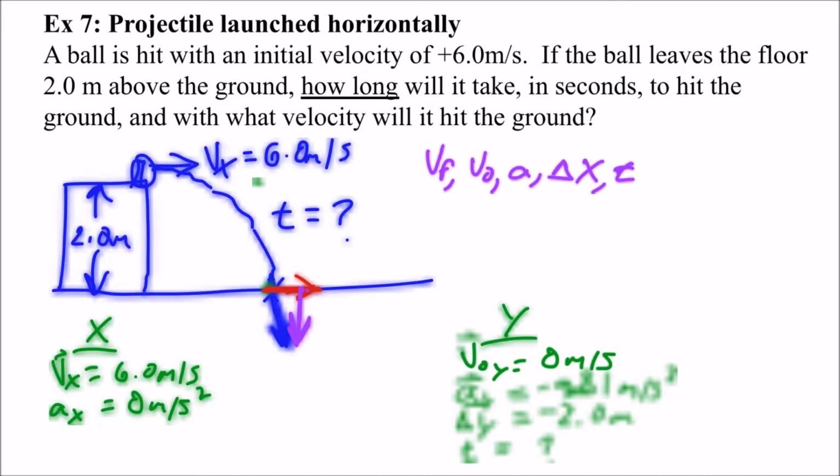Now, this velocity here, that is our overall velocity. That's the resultant vector. Hopefully you can tell that that shape there is a triangle, and that's our right triangle. Our angle theta is going to be this angle right here, and this is the overall final velocity that we're trying to figure out.